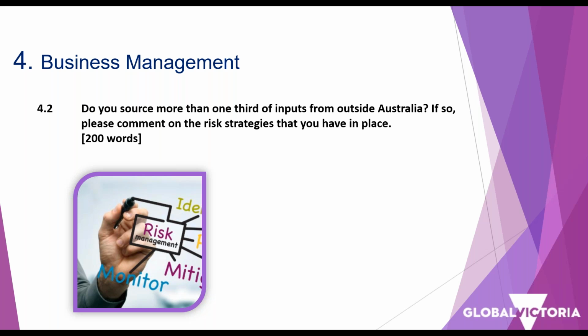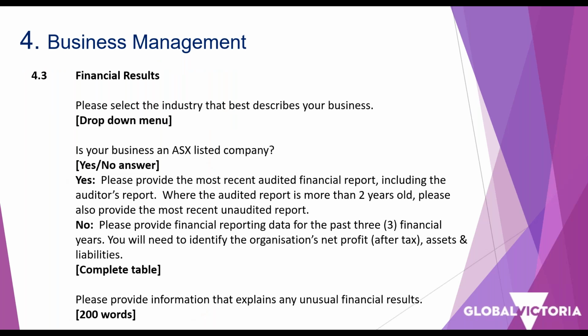Question 4.3 is a table that you are going to complete, and this table is all about your financial results. So first of all, you're going to select the industry that best describes your business. There's a drop-down menu. You're going to choose from that drop-down menu. Now, you're in a certain category, of course, you've entered in agribusiness or you've entered in mineral services, etc., but you are still in a specific industry, so you're going to select that industry from the drop-down menu.